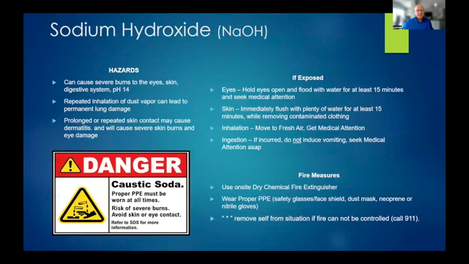Sodium hydroxide, NaOH. High pH, at or above 14, so it's very corrosive to the eyes. Repeated inhalation of dust vapors can cause permanent lung damage. Prolonged or repeated skin contact can cause dermatitis, and can cause severe burns and eye damage if not flushed or washed, which leads to exposure. Items here in terms of eye, skin, and inhalation, which I have listed for you.